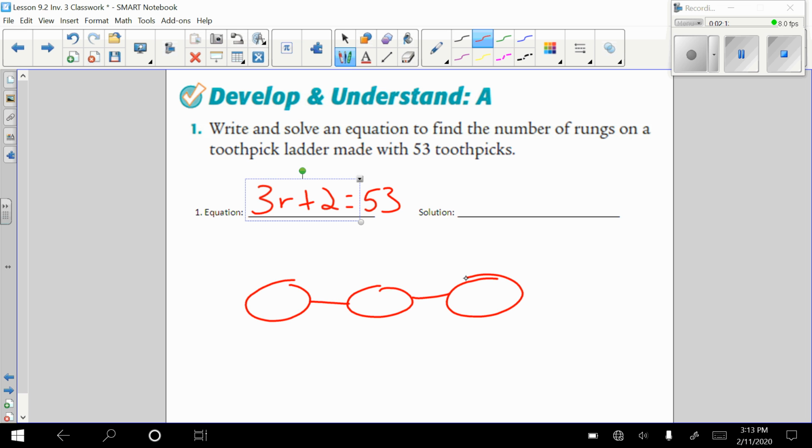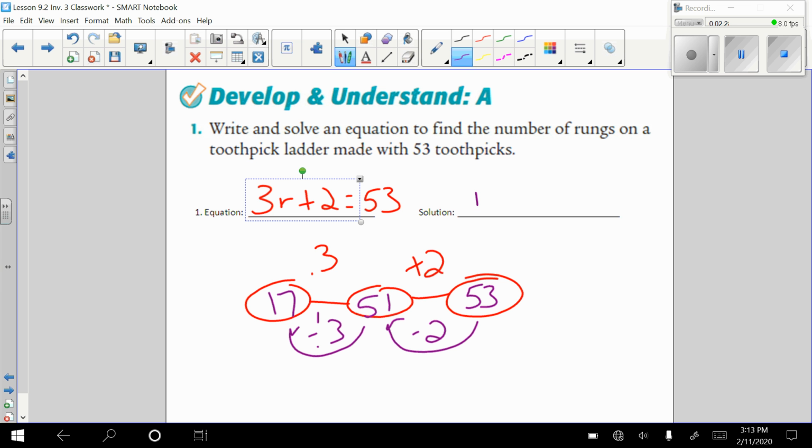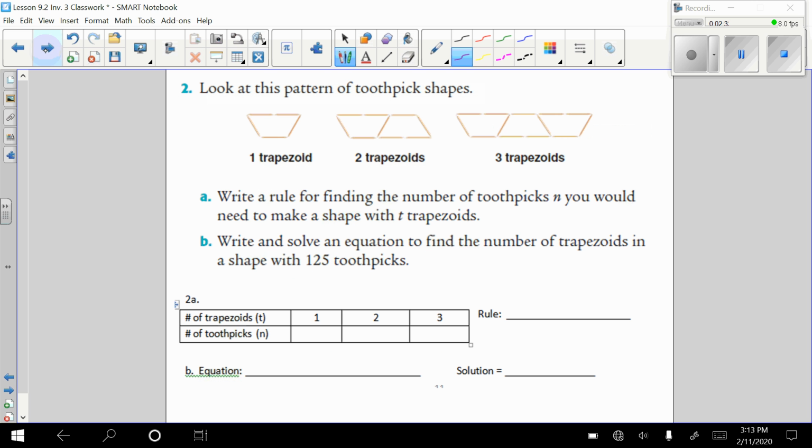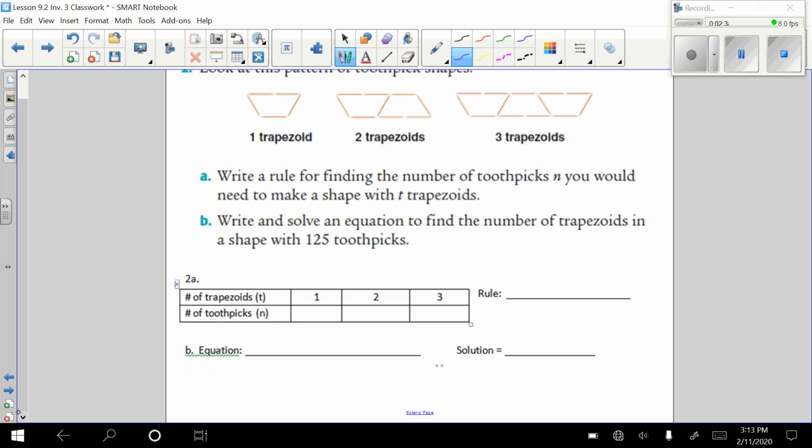First thing I did to the variable is I times by 3. Then I added 2, all to get to 53. Now, undo it. Subtract 2. Gets me to 51. Divided by 3 gets me to 17. That means I have 17 rungs if I have 53 toothpicks. Now let's look at the pattern with these toothpicks. Again, this time it gave us a table we can fill out to find the rule.